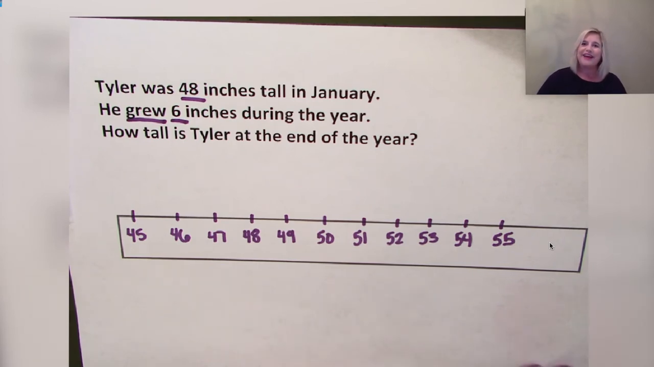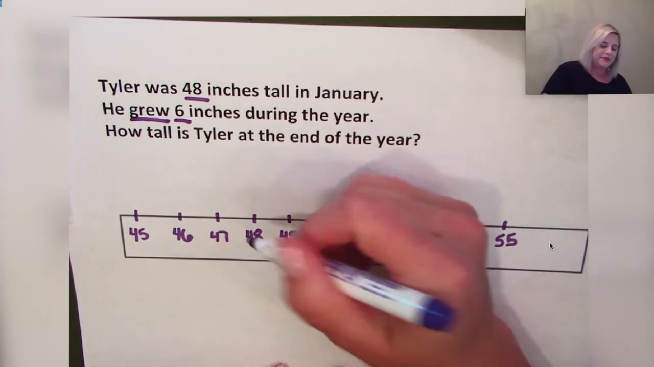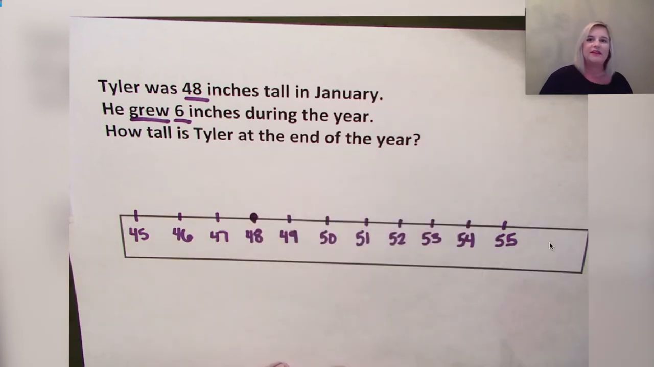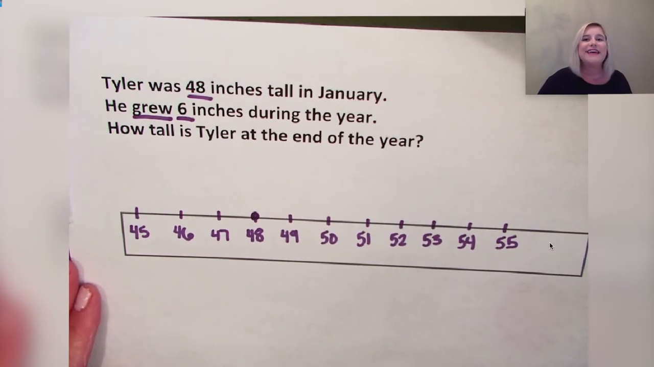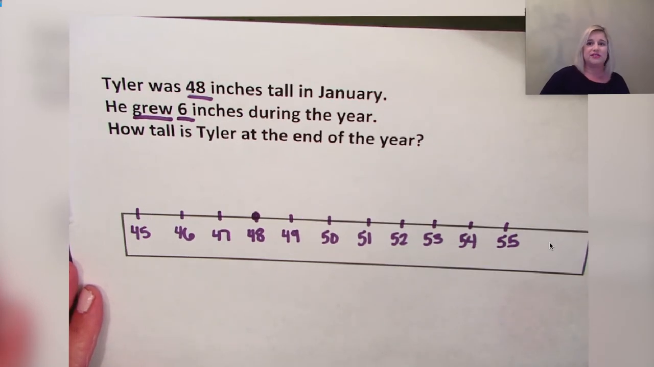Great reading. I heard you say that we needed to add the 6 inches because Tyler got bigger. He grew. So now let's go ahead and plot. Let's put our number on 48 because that's where he started at the beginning of the year. And then he got taller. How much? Yes, 6 inches taller. So let's go ahead and jump 6 inches. And remember, we're going to the right because he got taller.